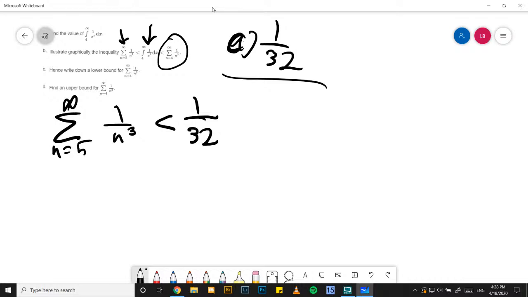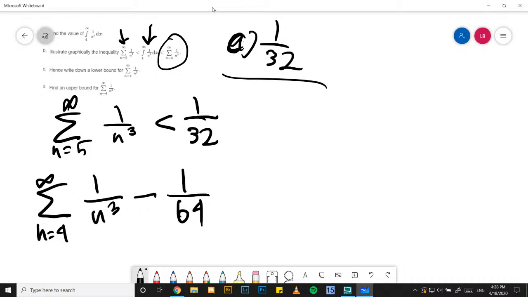And then what you can also notice is that when you're looking at this function, this is the same thing as saying the sum from n equals 4 to infinity of 1 over n cubed minus 1 over 64, if that makes sense. So essentially what you're doing is moving the n slightly forward by 1, so you're basically moving it to n equals 4. So you're adding another rectangle, but the value of that rectangle is 1 over 64. So in order to keep the equality correct, you need to take away 1 over 64 from that inequality.